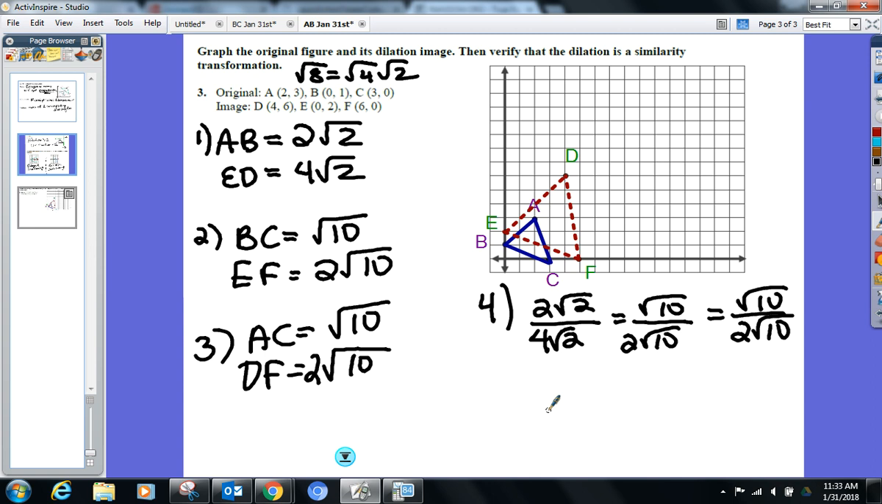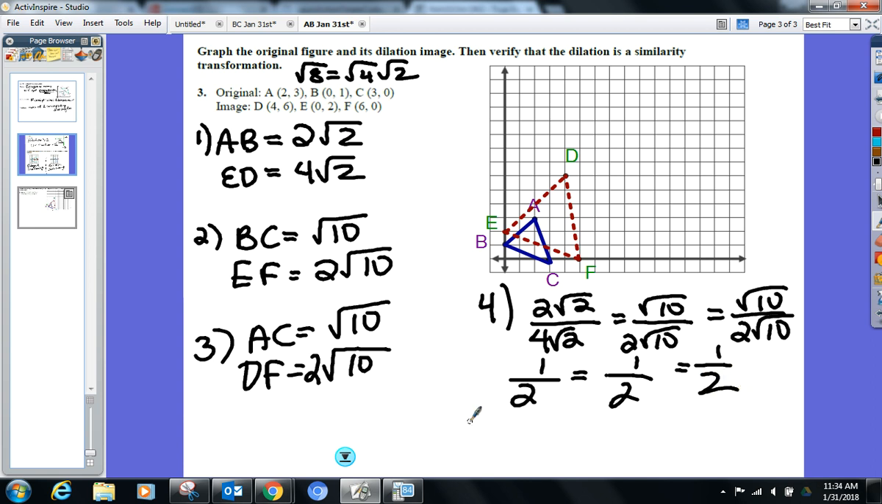What's going to cross off here? What could I cancel out? Or just what's this break down to in general? Radical 2's can cross out, and what's 2 over 4? So this breaks down into 1/2, right? Okay, let's keep going. What can I cross off here? The radical 10's, but you're not left with 2. Be careful. What's still in the numerator? A 1. Yep, so this is also 1/2. All 3 pairs of sides are in the same ratio.